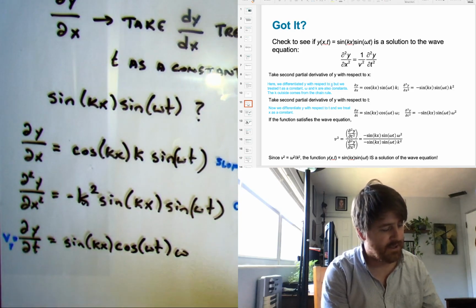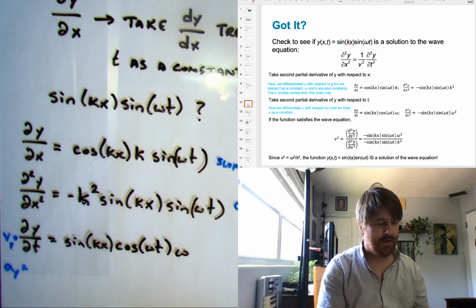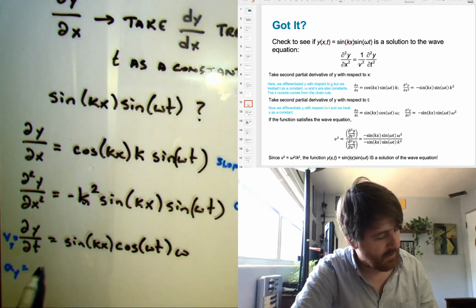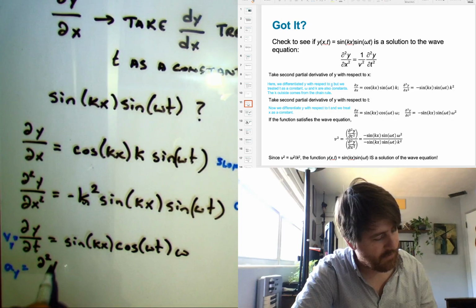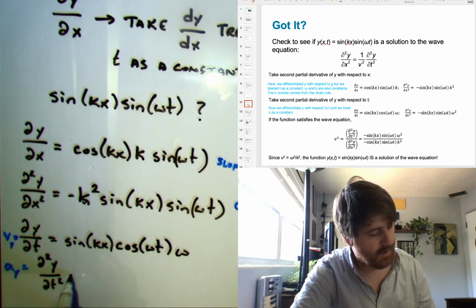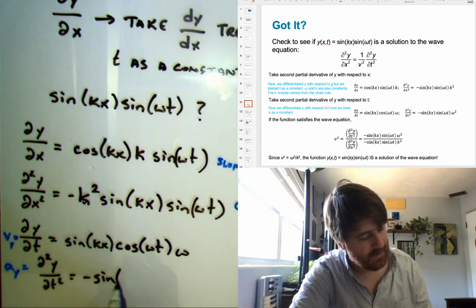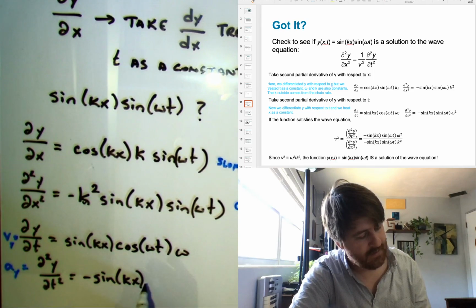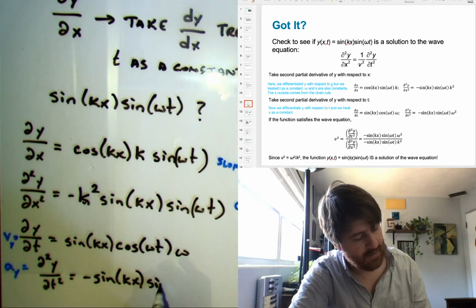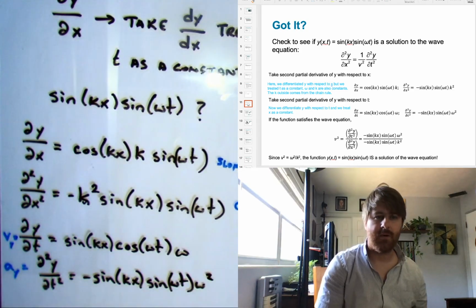Now the acceleration in the y direction, if this is a wave, is the second derivative of y with respect to t. Now I take a second derivative and I get minus sine kx times sine omega t times omega squared from the chain rule.